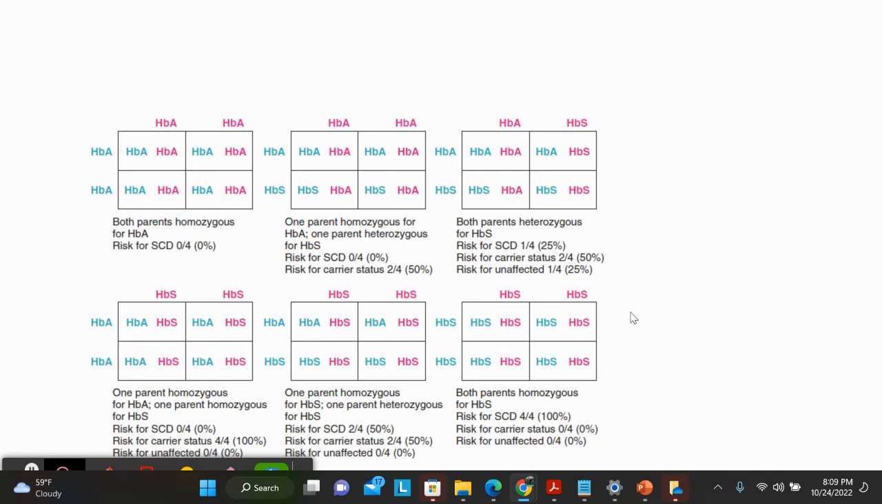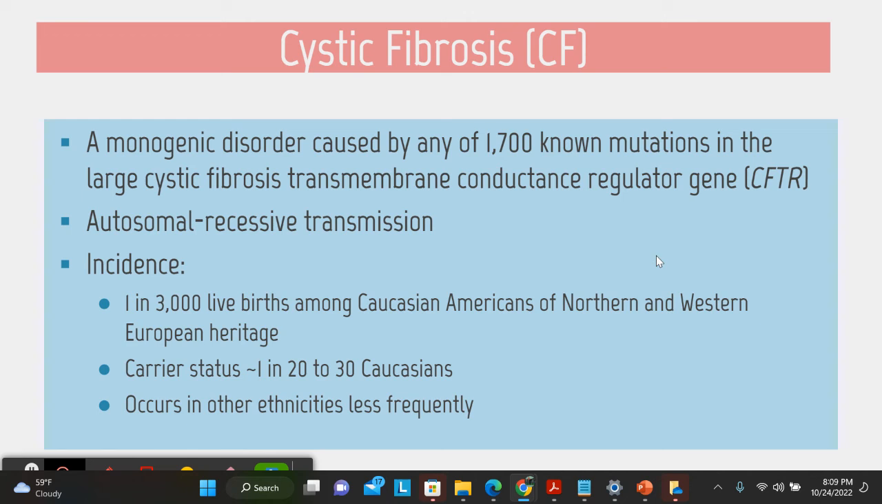If you know both parents' status, whether they're homozygous recessive, homozygous dominant, or heterozygous for the trait, that is how you would calculate it through this Punnett square.